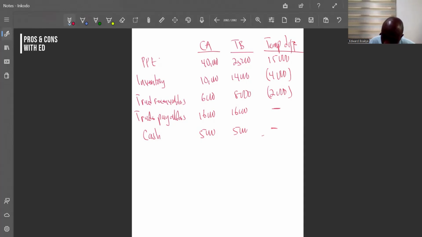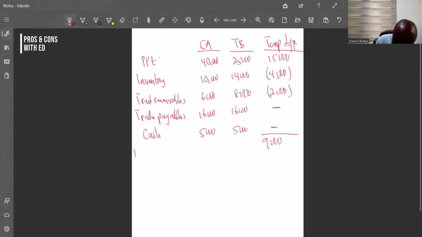So the question we ask ourselves is, what then will be the total that we need to charge? So the total, are we getting a taxable temporary difference or deductible? We have 15,000 less 4,000 less 2,000. So it gives us 9,000, which is a taxable temporary difference.